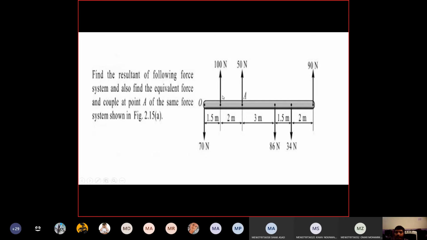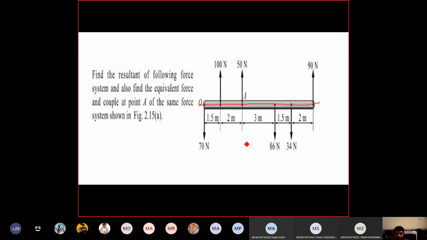Can we add all these upward forces? See, 100 Newton plus 50 Newton plus 90 Newton. I am taking upward forces as positive because it is the positive y direction. What about this one? It is negative y, downward. Suppose this is my axis, then above the axis is all positive and below the axis is negative. So plus 100 plus 50 plus 90 minus 70 minus 86 minus 39. Then I am going to get one value or not?